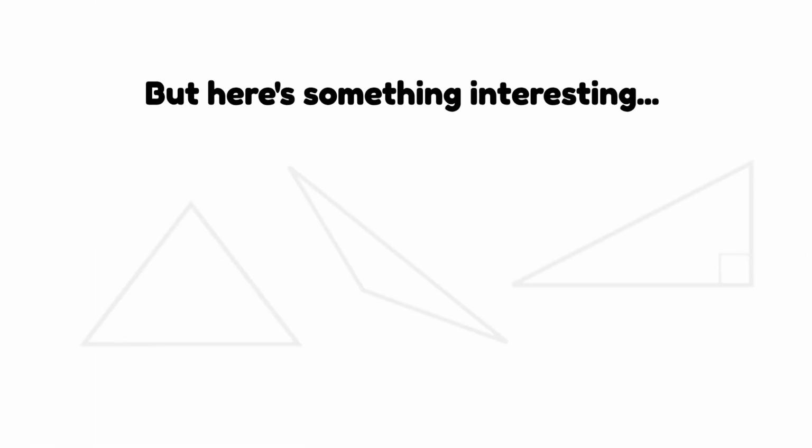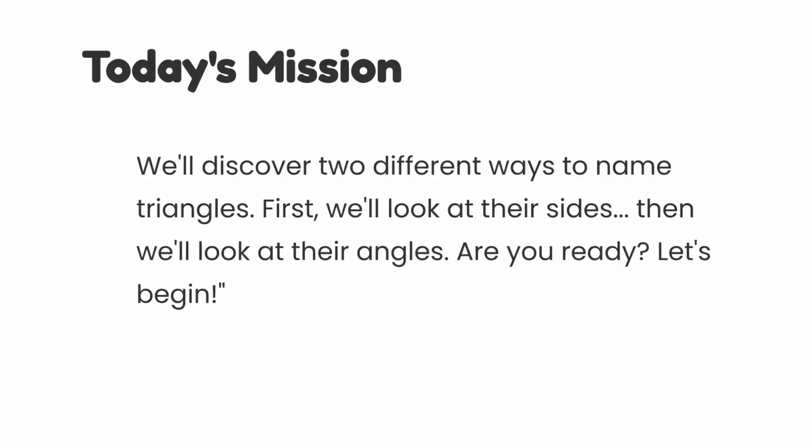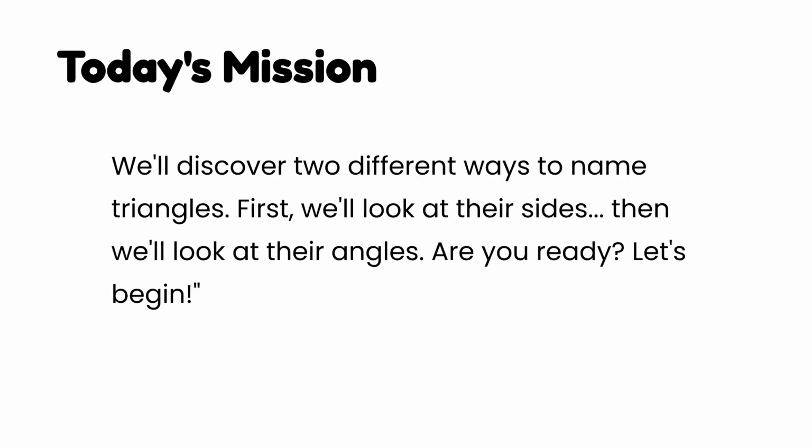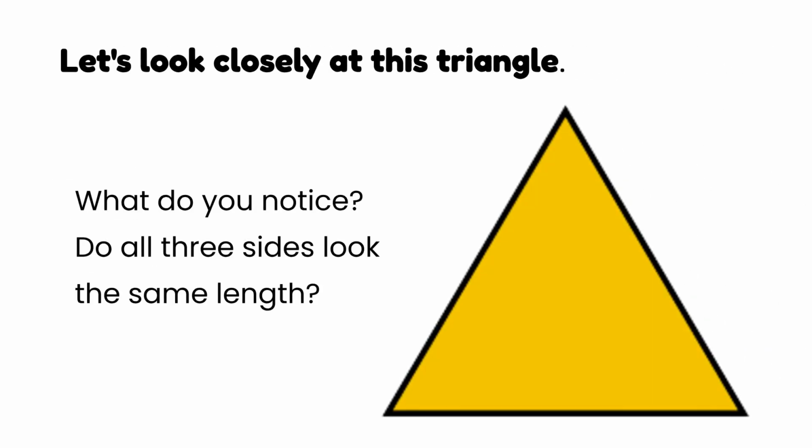But here is something interesting about the shapes of triangles. There are 2 main ways to name triangles, by their sides and by their angles. Our mission is to discover how these categories work, starting with their sides. Let's look closely at this triangle. What do you notice about the length of its 3 sides?